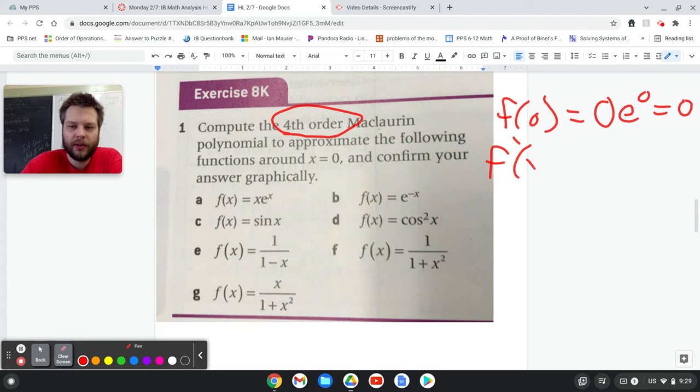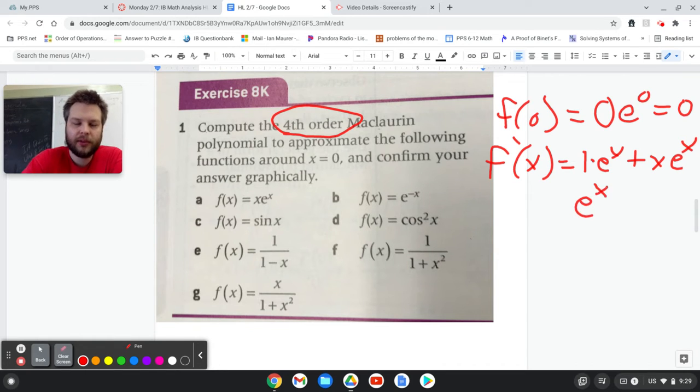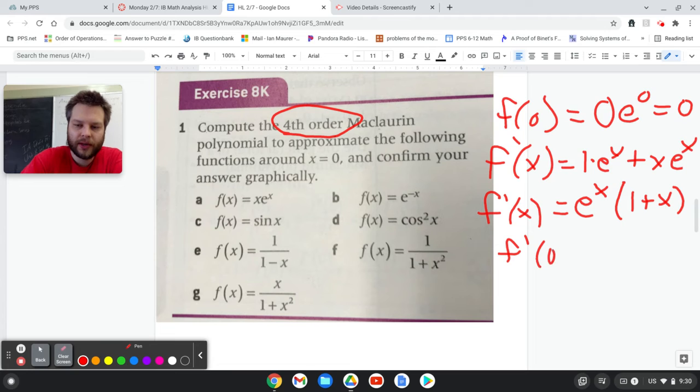Now let's calculate the derivative. The first derivative is going to be a product rule example. So we just have 1 e to the x plus x e to the x, which, because we have to go to the fourth order here, we have to take several more derivatives. It's a good idea to try to simplify. So it becomes e to the x times 1 plus x. That's f prime of x. I could do f prime of 0 while we're at it. F prime of 0 is going to be e to the 0 times 1 plus 0, which comes out to be 1.